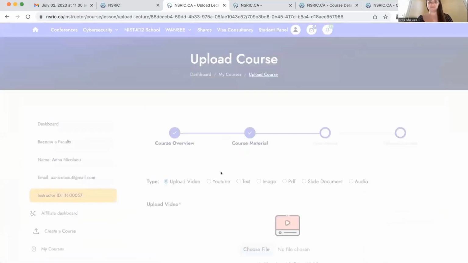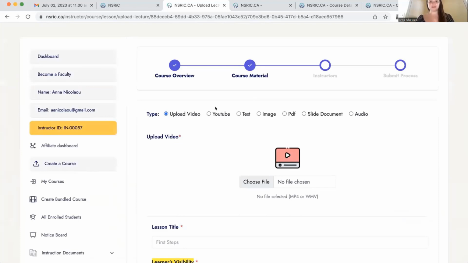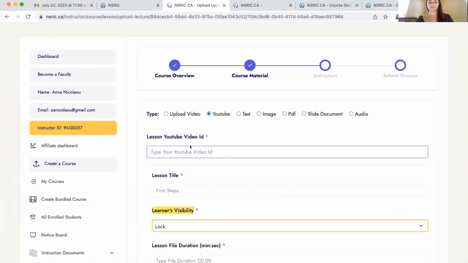So upload lesson. Then you could upload either a video directly, or you could upload a video from YouTube by punching in the ID.